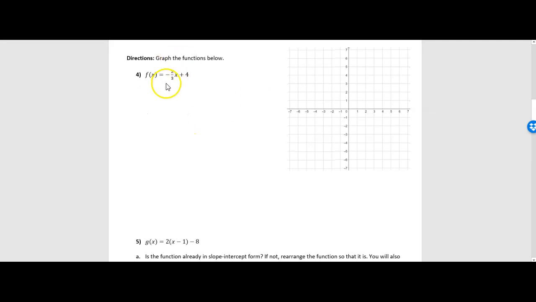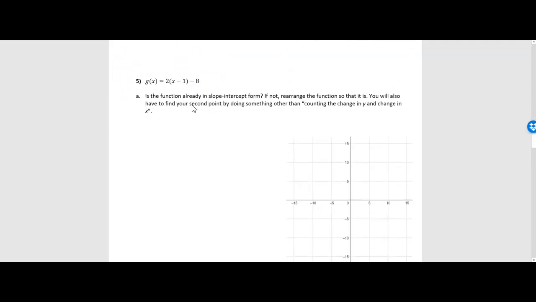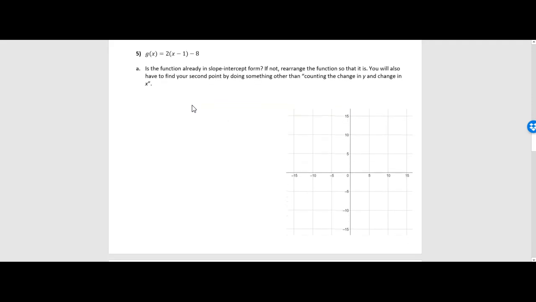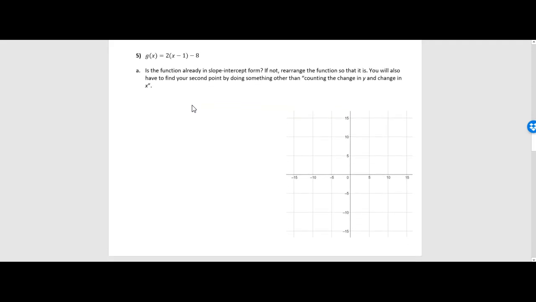We're going to skip number 4 because that's basically the same thing we just did. This function's already in slope-intercept form, so you could identify the slope and the y-intercept. We will have you go through number 5, though, because this function is not in slope-intercept form. So you have a couple different ways of trying to figure out your points. Maybe you want to rearrange it into slope-intercept form. Maybe you want to just choose 2 inputs and figure out the outputs and graph those points. Pause the video, take a few minutes, see if you can graph the function, and then join us back for a discussion.